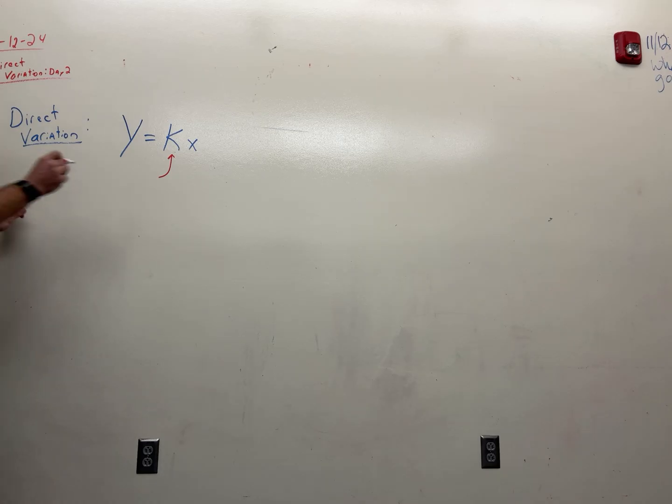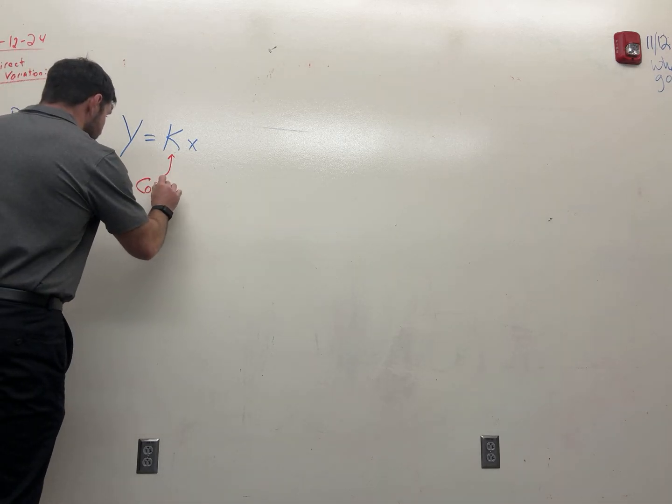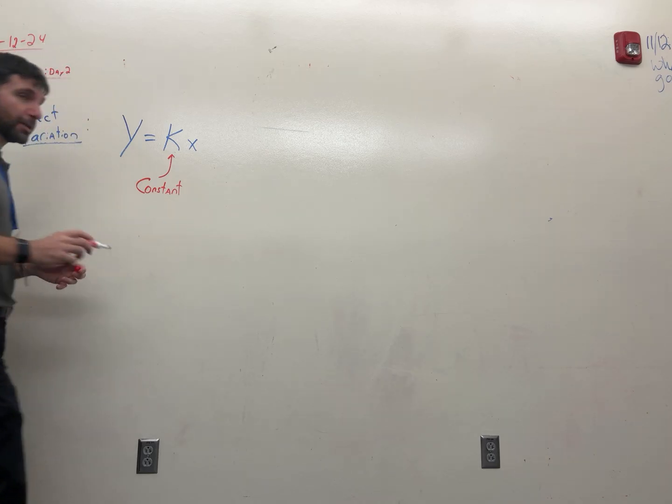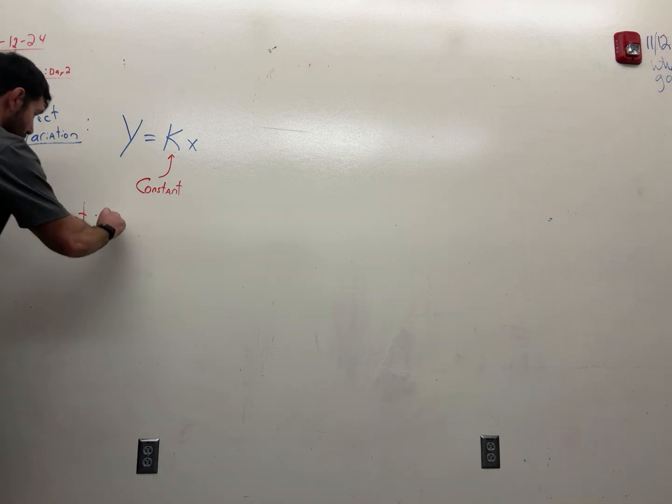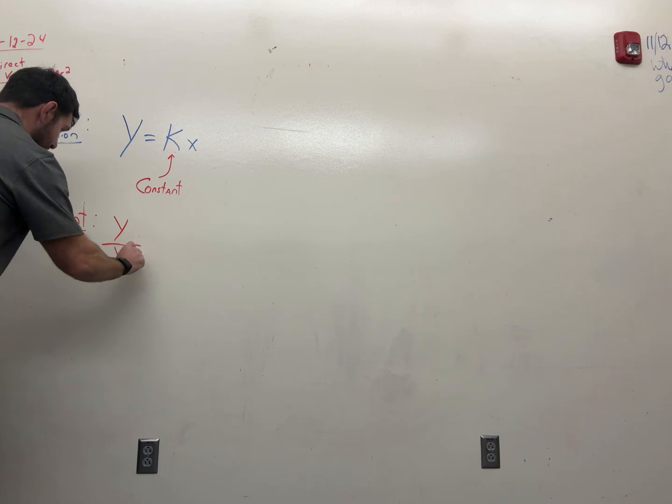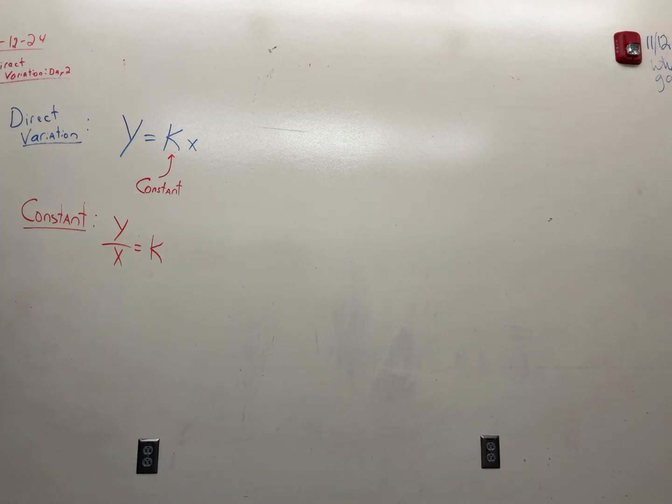Constant. The constant. And we talked about God being constant, unchanging. The constant in math is unchanging. But we need to know how to find the constant. To find the constant, we do y divided by x equals k. You need to know both of these. So I would copy both of those down if you do not have those.